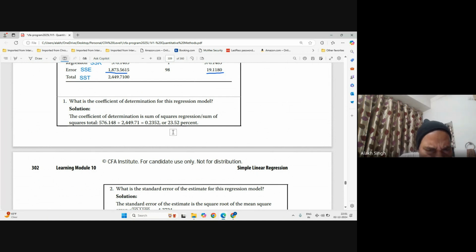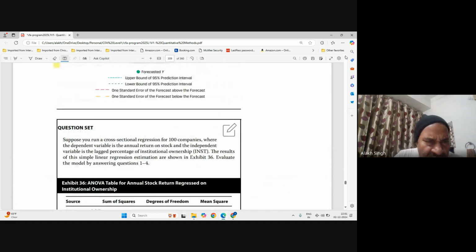What was our R square? R square was 23%, so it is not a good fit. R square says 23%. Is it cross section or is it time series? It looks like this is cross section.